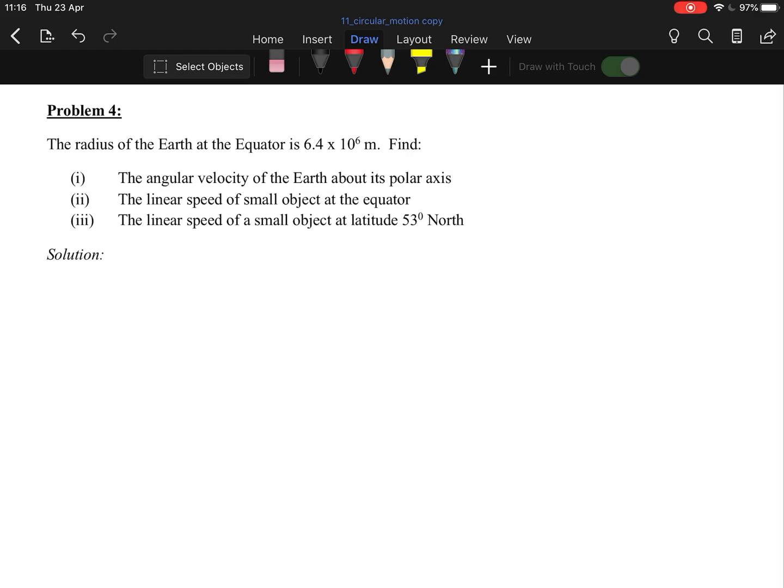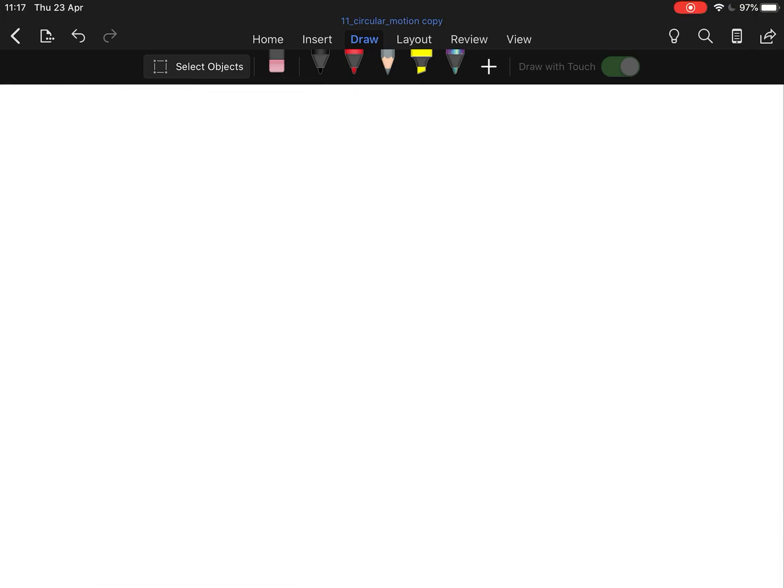All right, so the radius of the Earth at the equator is 6.4 by 10 to the 6 meters. What we want to find is, 1, the angular velocity of the Earth about the polar axis. 2, the linear speed of a small object at the equator. So what is the speed of an object at the equator? And 3, the linear speed of an object at 53 degrees north.